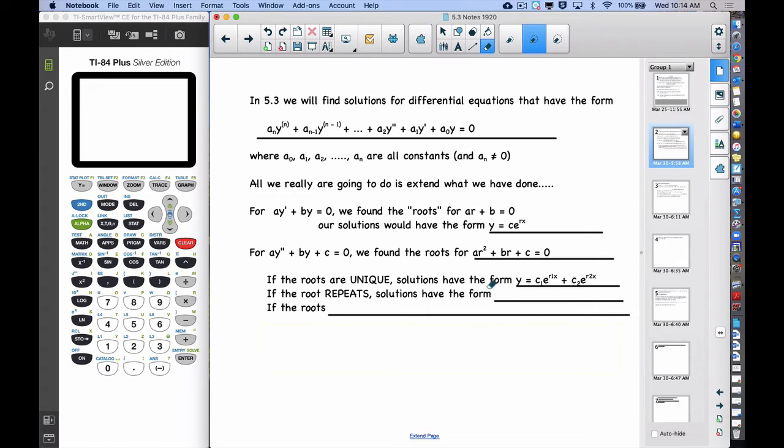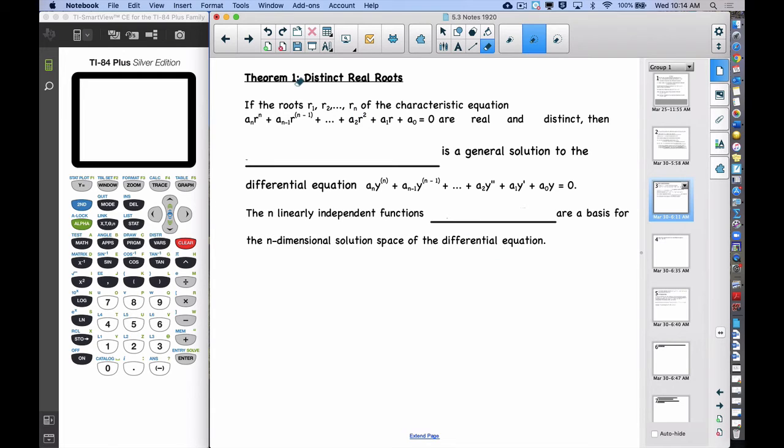If we had a repeat root, so if you had the same factor squared, then we had to put an x inside of there so that these would be linearly independent. If they weren't linearly independent, then our solution fell apart. We looked at that in 5.1. Now, the thing we did not talk about is what if they're imaginary? We'll leave that for another day. We'll get there. So, piece one, what we're going to focus on today is what if we have distinct roots when we're looking for a higher order differential equation?